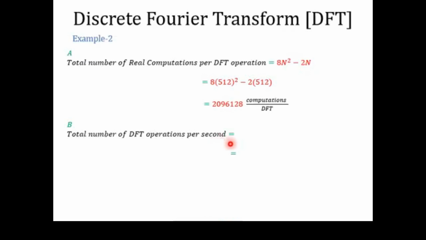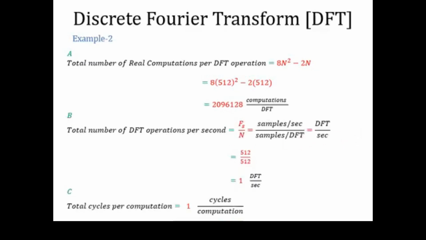If the ADC sampling speed is 512 samples per second and the length of DFT is also 512 samples, then how many times can we apply DFT on a given sequence? So the answer is we can perform DFT only once, because every DFT operation is waiting for 512 samples, and our ADC is providing the required number of samples in 1 second. So definitely we can perform only one DFT operation in a single second.